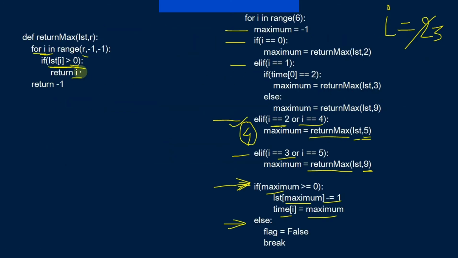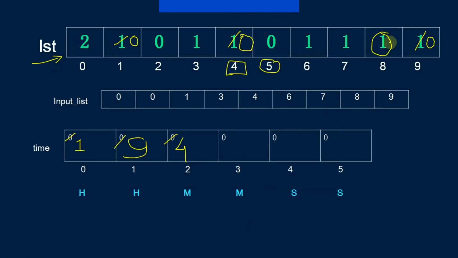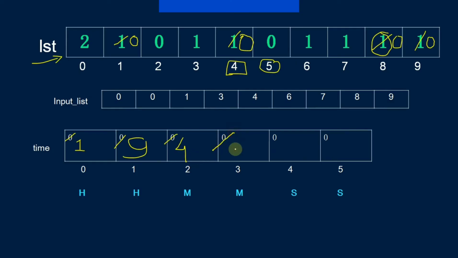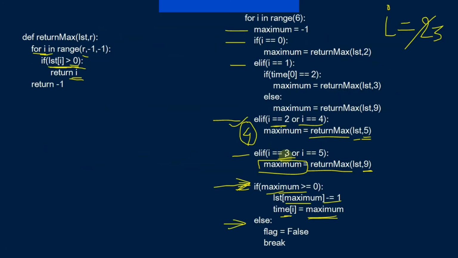So we will return 8 from here. This maximum will hold 8. After that we will come here: if maximum greater than equal to 0, the condition is true, so LST of maximum minus equal to 1. So LST of 8 minus equal to 1, now it will become 0. And time of 3 equal to maximum, so maximum is 8, so time of 3 will be 8 here. Now the I value will become 4.